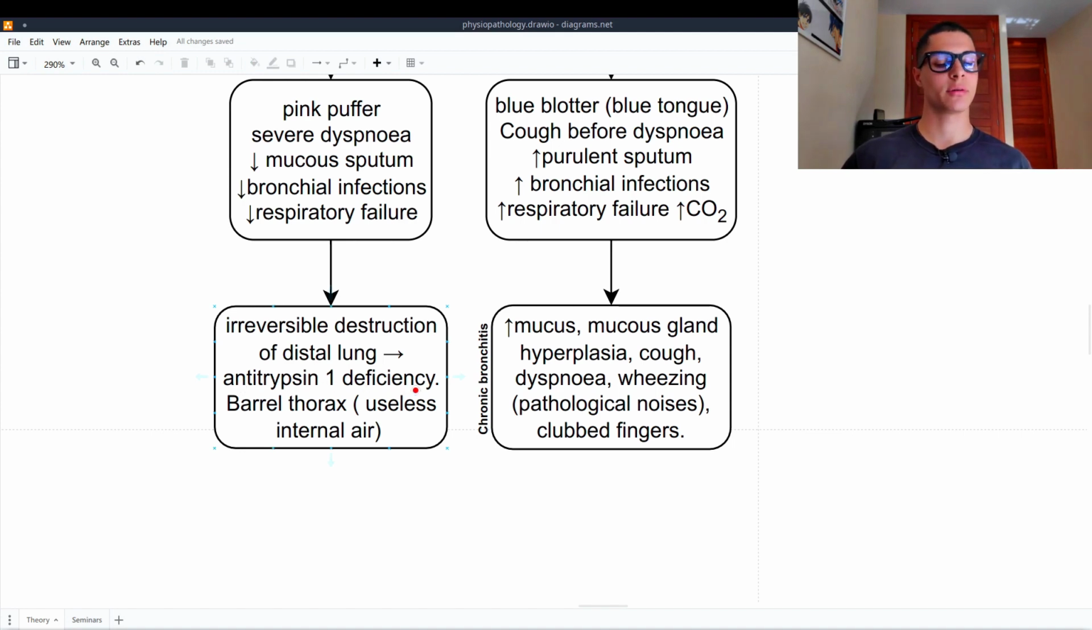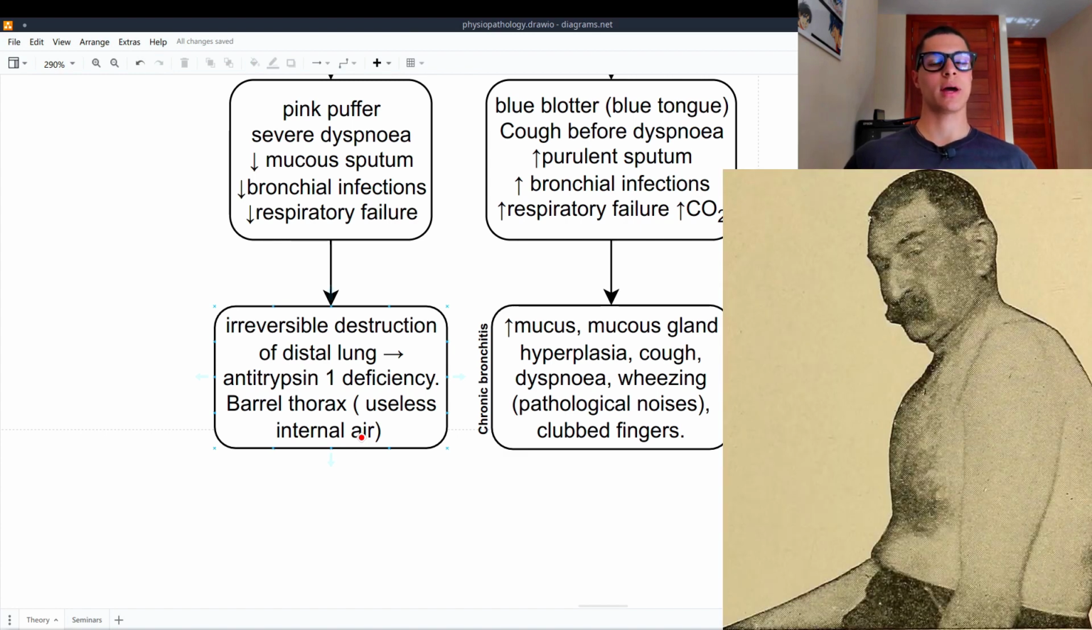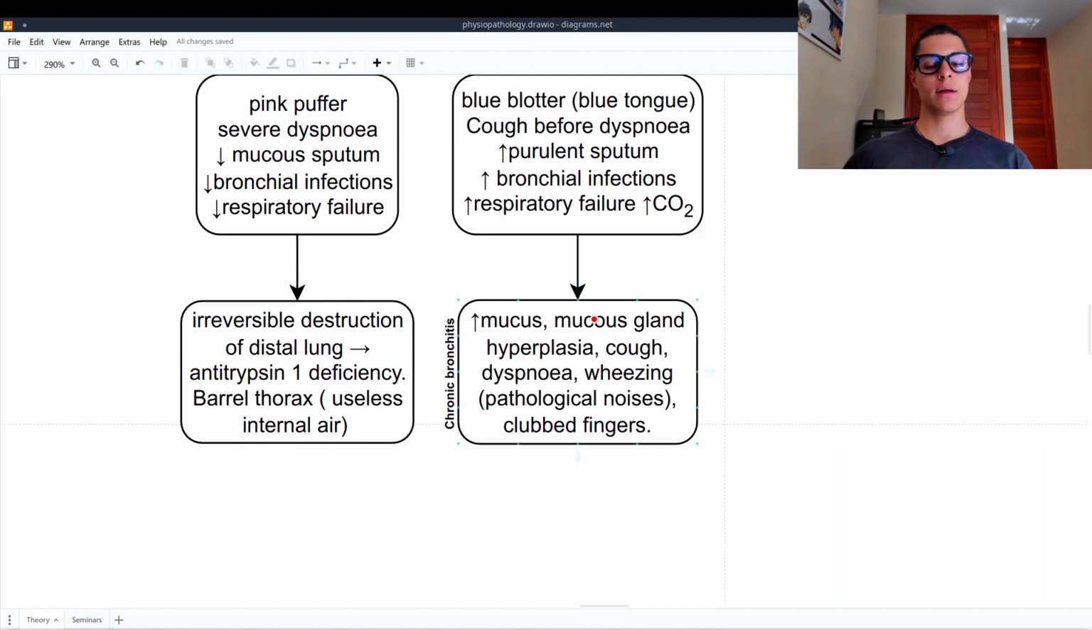deficiency. And this creates a barrel thorax, which is indeed useless internal air. These are people that indeed have a big thorax, but not because they are jacked, but because they have inner air that they are not going to use for the actual respiration. On the other hand, the chronic bronchitis has high amounts of mucus gland hyperplasia, because of that we have high mucus, cough, dyspnea, wheezing, which are pathological noises, and also the clubbed fingers.